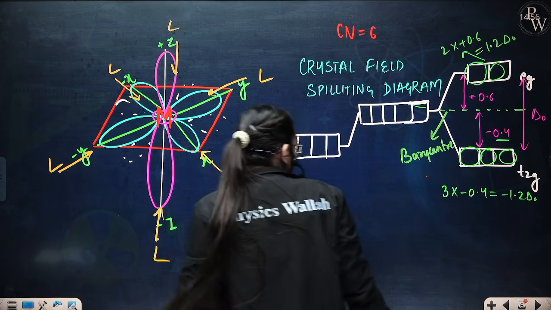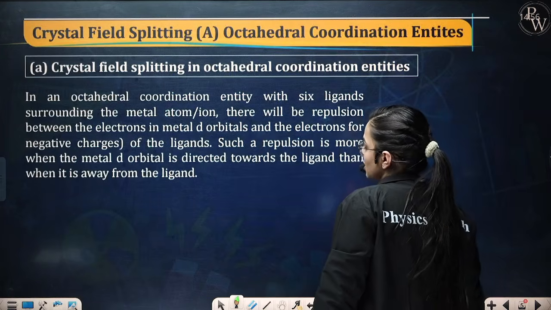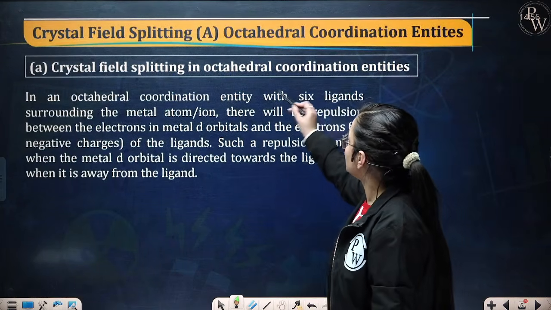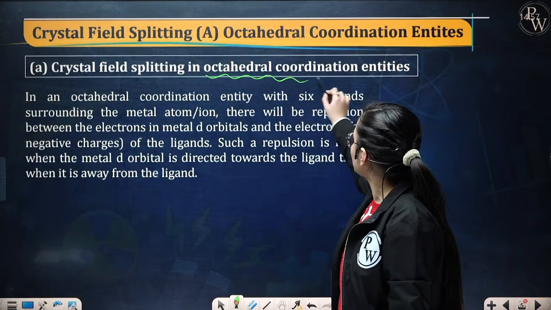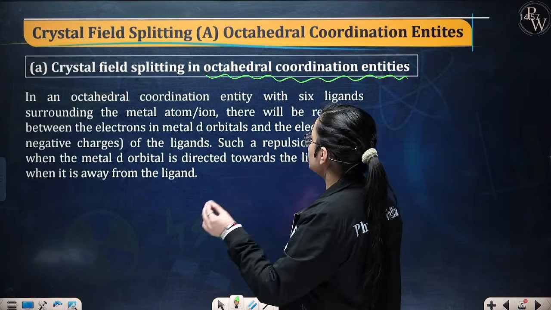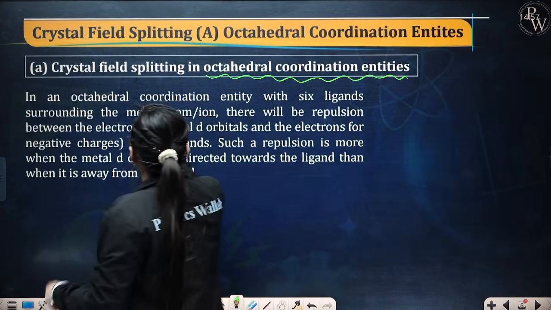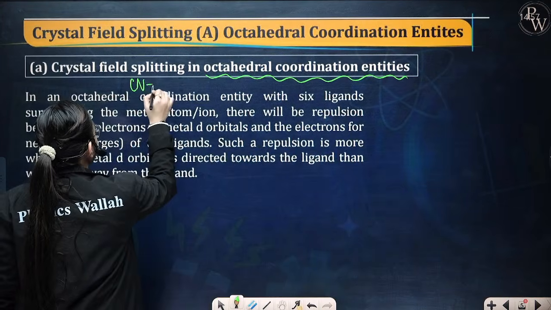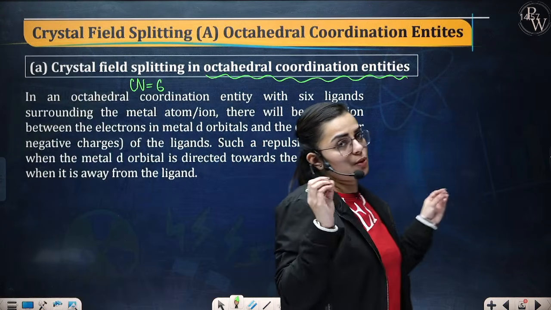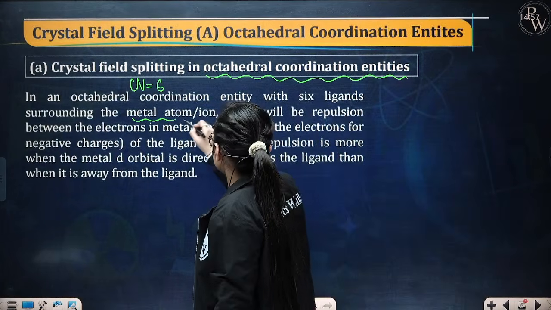Now coming to the things that are mentioned in the NCERT, so that we can read it and move along with that topic as well. Crystal field splitting in octahedral coordination entities. Let us understand. In an octahedral coordination entity with 6 ligands, we already know that the coordination number is 6. That means 6 ligands shall be approaching from all the ends, right? 6 ligands surrounding the metal atom or ion.